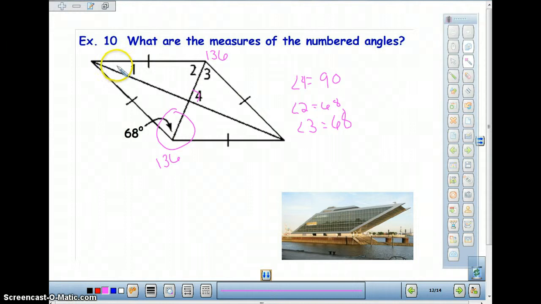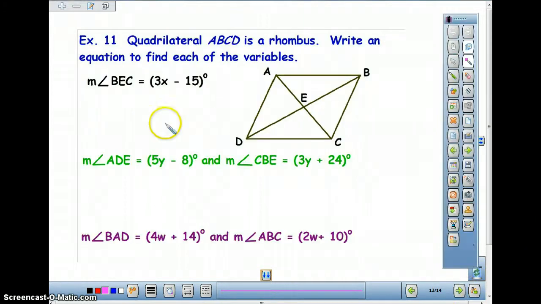Okay, so let's figure out what 1 is then. This is 136. Therefore, to figure out 1, I've got to take 180 minus 136, and this entire angle is 44, which makes angle 1 half of that, which is 22 degrees. Okay, again, really concentrating on what all of our properties are and being able to put all of them together.